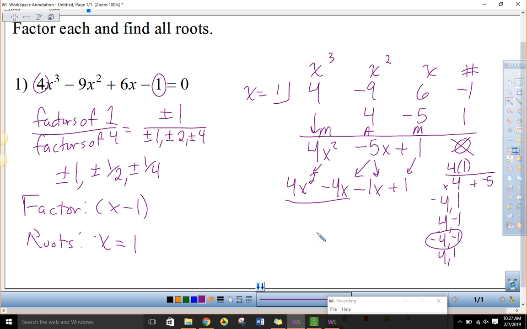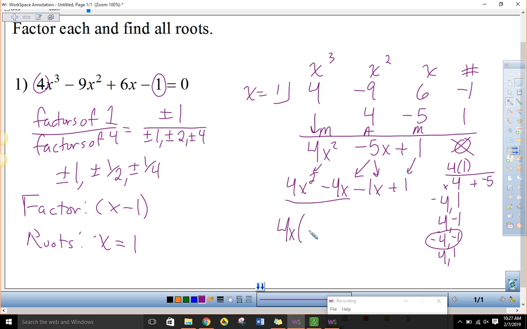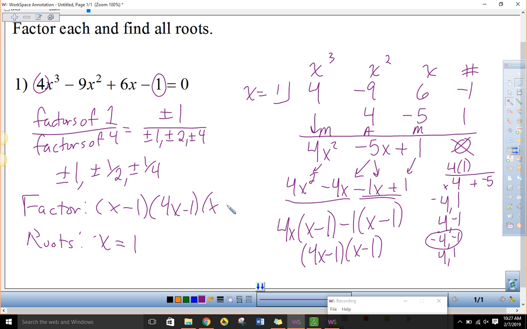It hurts my soul. What can I take out of these two? 4x. And what does it leave me with? x minus 1. What can I take out of these two? Negative 1. Very good. Whatever symbol is here, that's what you bring down, and that leaves me with x minus 1, right? If we're dividing that negative 1 out, that's going to flip that sign over. So then what do we know? These are my other two factors. 4x minus 1, x minus 1.